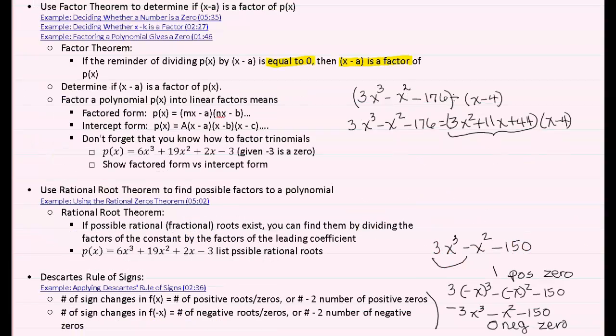Finally, let's talk about the rational root theorem. It states that if you want to find possible zeros, get the factors of the constant and divide them by the factors of the leading coefficient.